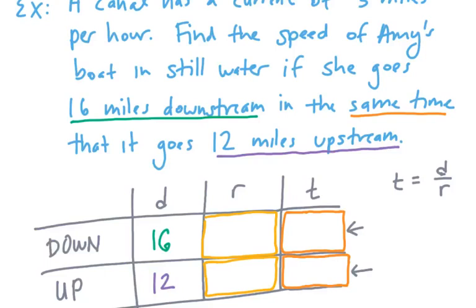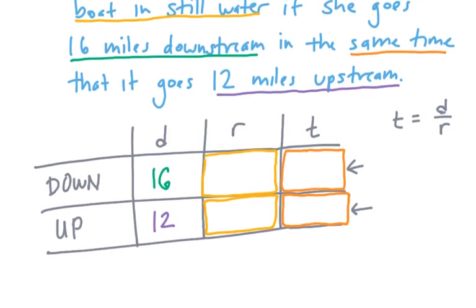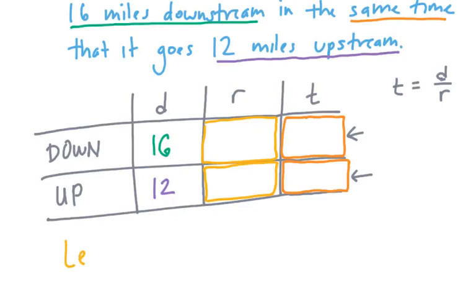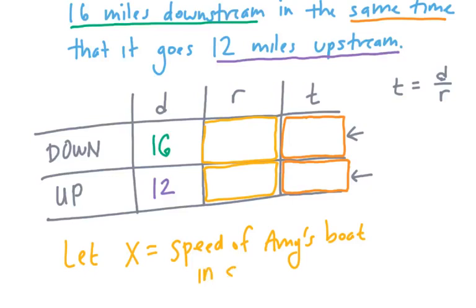The thing is, in this problem, we don't actually know how fast the boat goes. The question is, find the speed of Amy's boat in still water. Whenever I see a find or a question mark, that helps me know what my variable should be. So in math, we need to pick a variable. Typically, we use x. If I let x be the speed of Amy's boat in still water, then I'll be able to do something with x to generate a downstream rate and an upstream rate. So this is going to be the speed of the boat in still water.